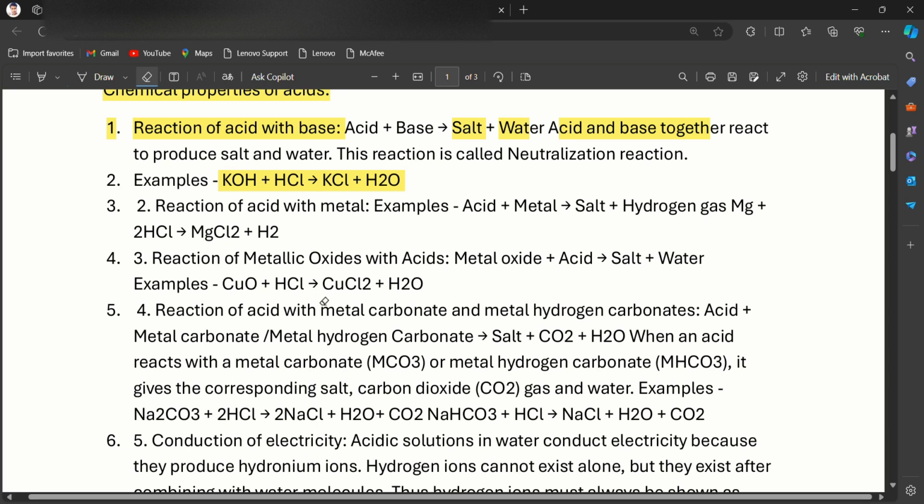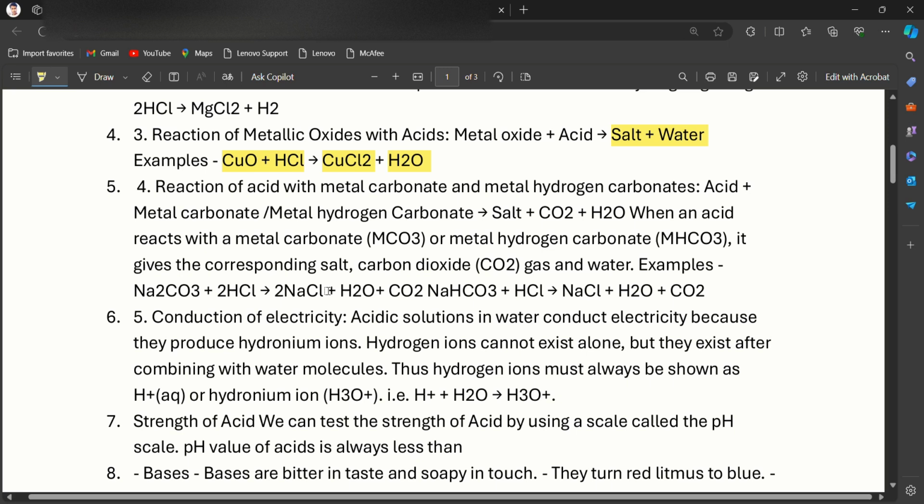Then reaction of metallic oxide, जब metal oxide की acid के साथ reaction कराते हैं तो क्या होता है? Let's see. Metal oxide plus acid gives salt plus water. Same, what we are getting is the same. Salt plus water. Okay. CuO plus HCl gives CuCl2. It is also a salt, and H2O, water.